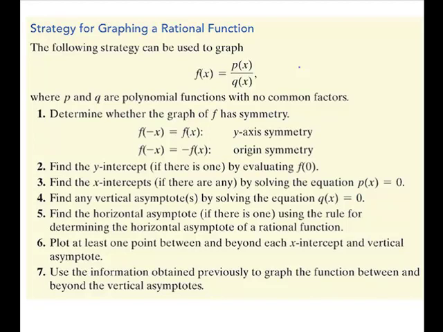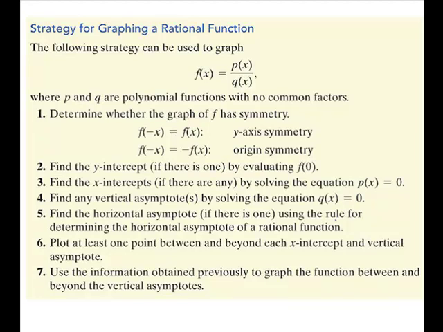To start this video out with just a reminder about graphing a rational function, and then we're going to graph one with this 7-step method. First, you look at symmetry by plugging in negative x algebraically. Second, you find the y-intercept. Third, x-intercepts. Fourth, find any vertical asymptotes.